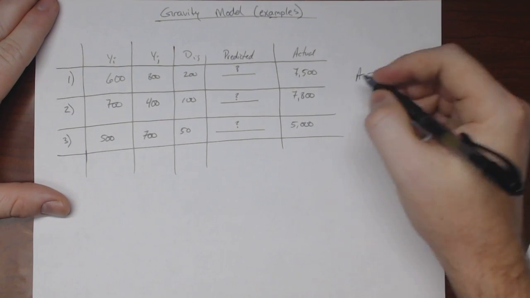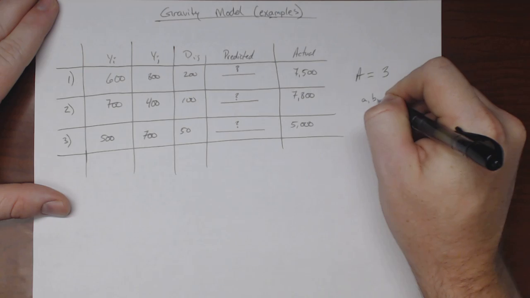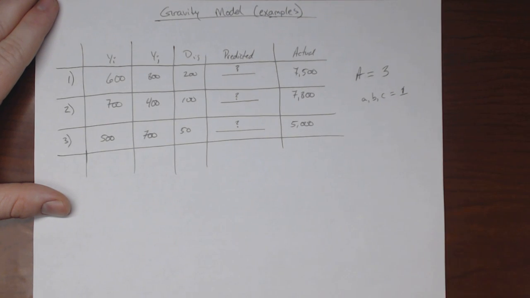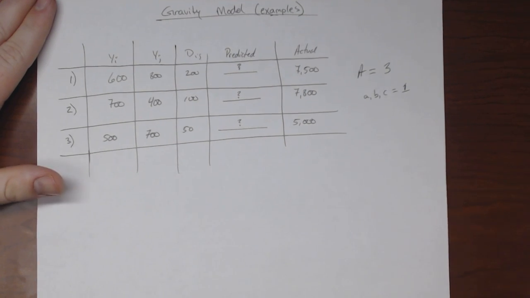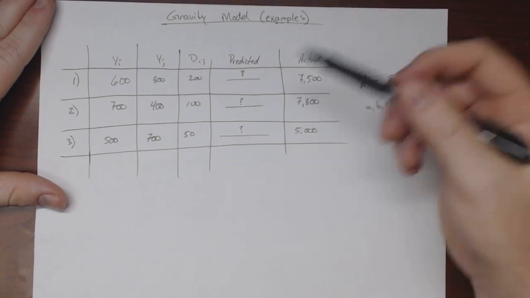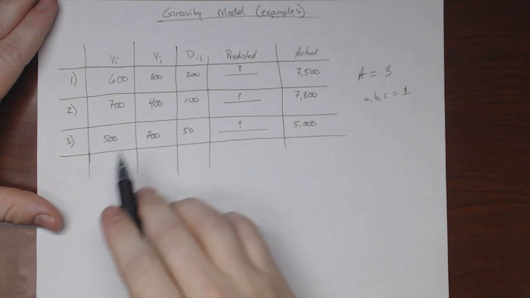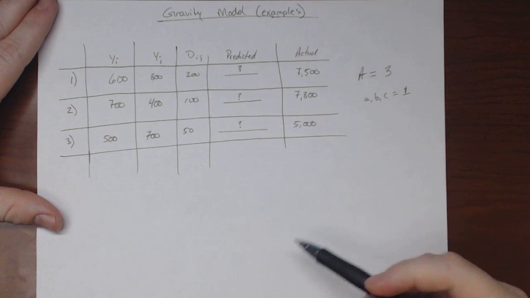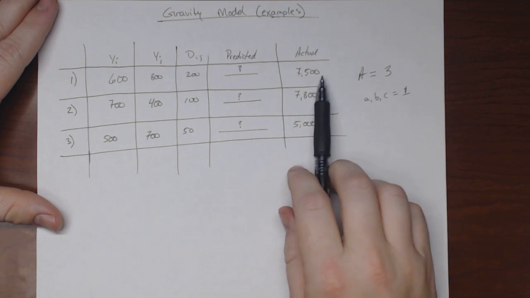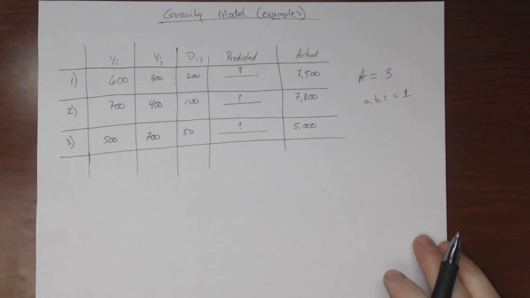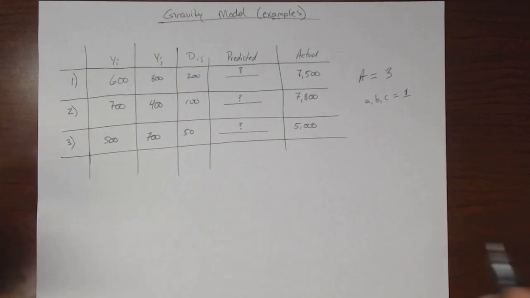We're going to assume that A equals 3, and we're also going to assume that lowercase a, b, and c all equal 1, so there's no exponents to deal with. Let's use the gravity model and figure out what the predicted values are, and then we'll compare them to actual numbers that we could find if we looked up the statistics online somewhere.